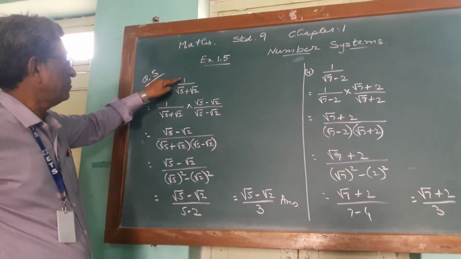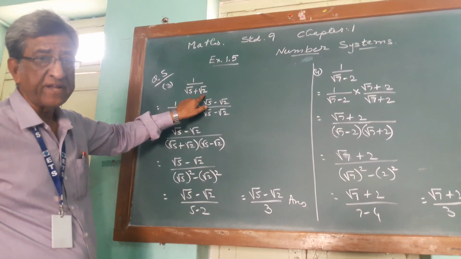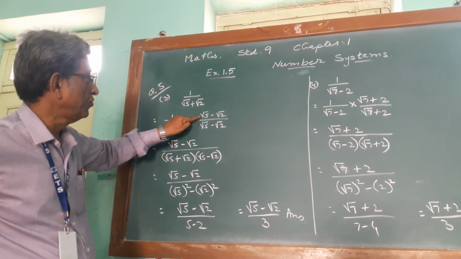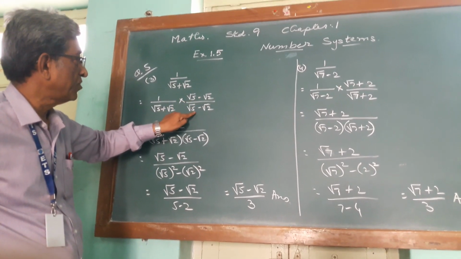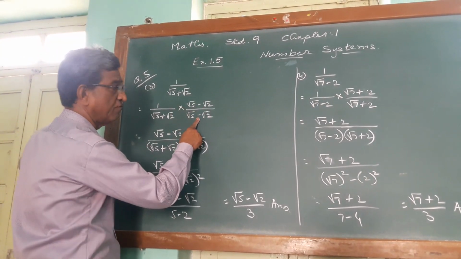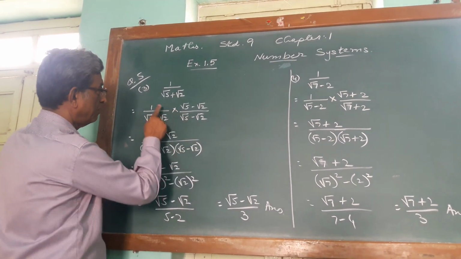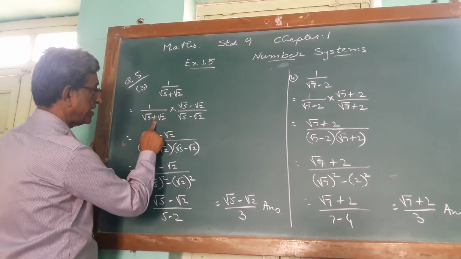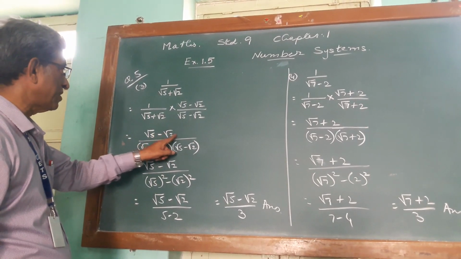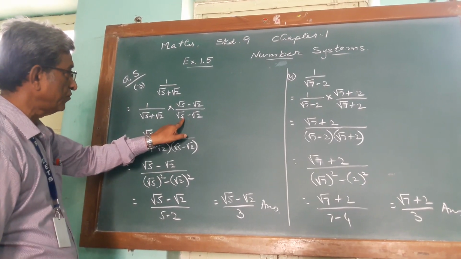3. 1 upon root 5 plus root 2. So if we want to rationalize the denominator, you have to multiply by root 5 minus root 2 upon root 5 minus root 2. So these both are same, this gives you 1. So we have multiplied this by 1. Multiplied numerator and denominator.